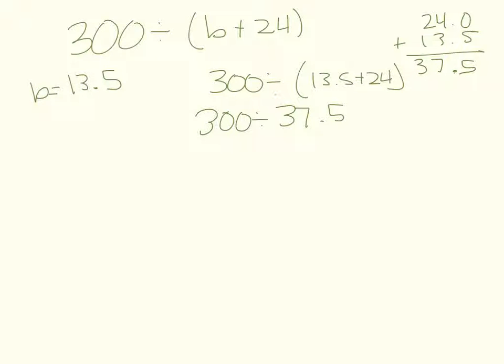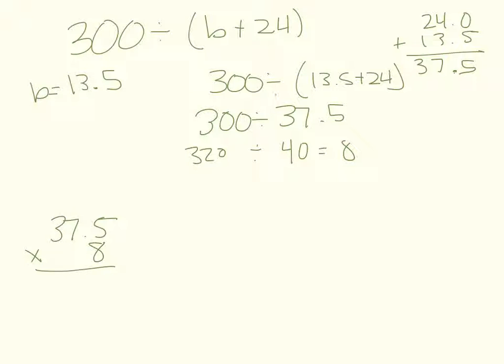So I actually looked at it and said, well, let's do some estimating. 37 is really close to 40. And 40, a compatible factor would be 320. So let's try 8. Let's just try it. So then I took 37.5 and I multiplied that by 8 because it was way easier than doing long division.